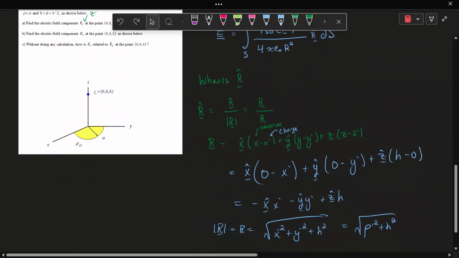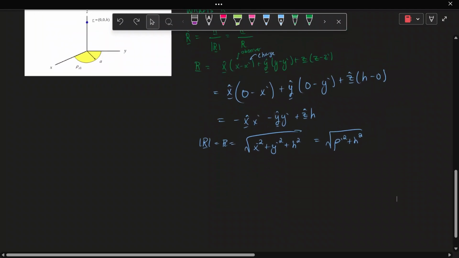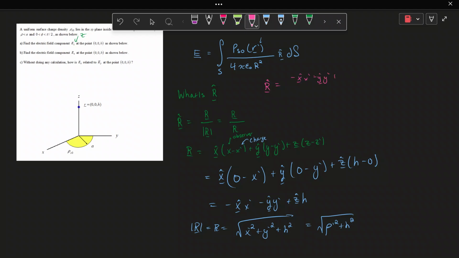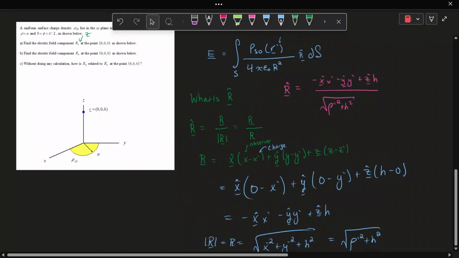That way you can simplify your math. Okay, so now we found r. This is equal to negative x hat x prime minus y hat y prime plus z hat h divided by the square root of rho prime squared plus h squared. What is another question you might ask?